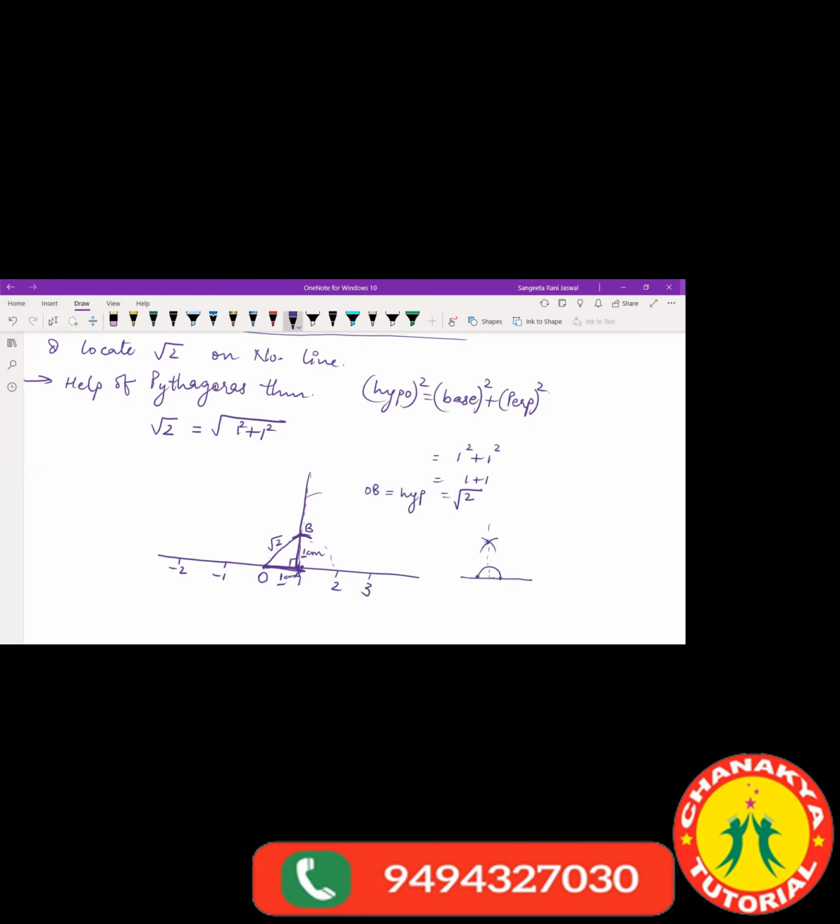Understood this much part? Yes, ma'am. Now what do you do? Now with your compass, keep your pointer at O, and with this radius OB, take your compass and just make this circle. Wherever this intersects the x-axis, this point is your √2.